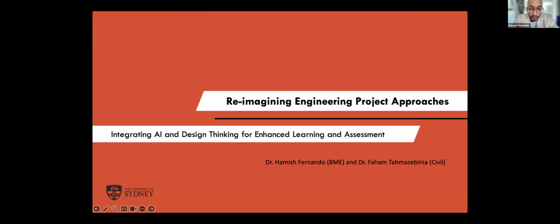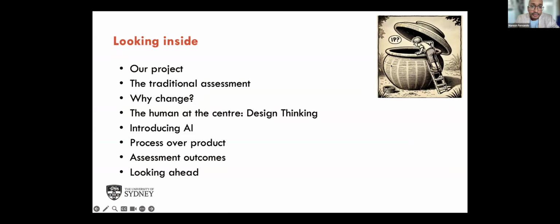Our little project that we started last semester was basically on changing some of the engineering project approaches by integrating not just artificial intelligence, but design thinking elements to enhance the applicability for the user. And you'll understand in a second what we mean by that as we go through design thinking. Some of you might already be incorporating this into your project work.